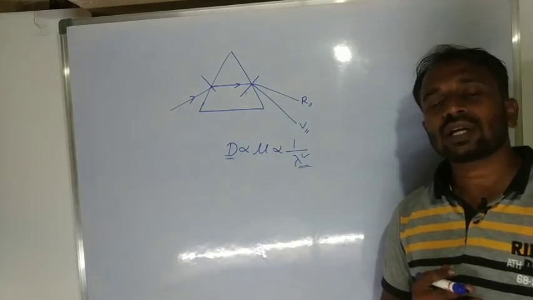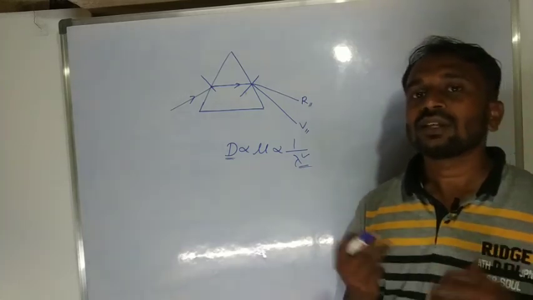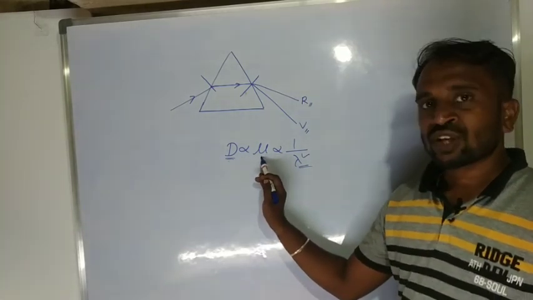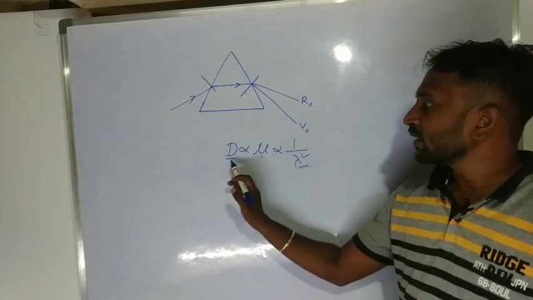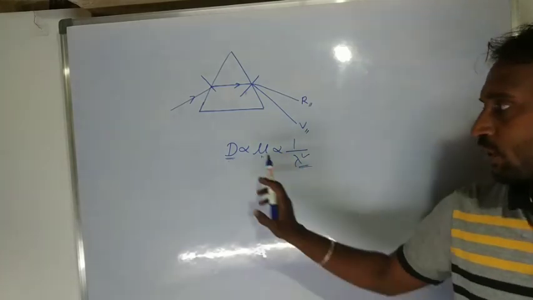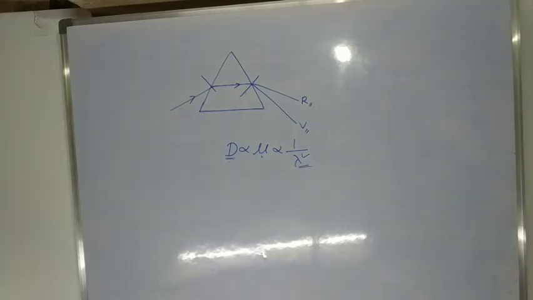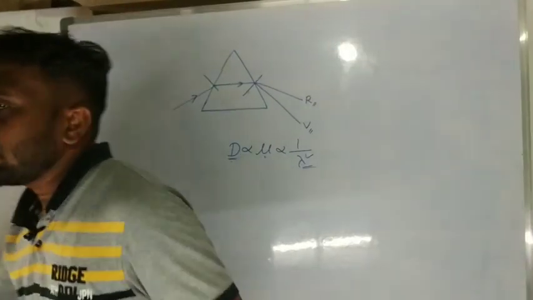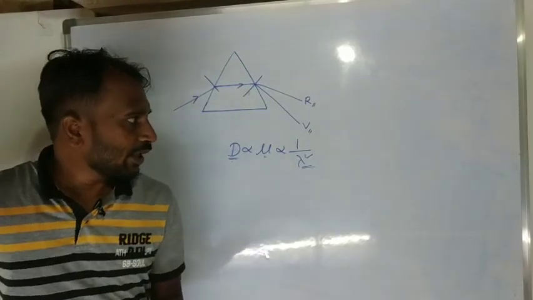If the refractive index of the material of a prism increases, then the angle of deviation also increases. When the wavelength increases, the angle of deviation value decreases.